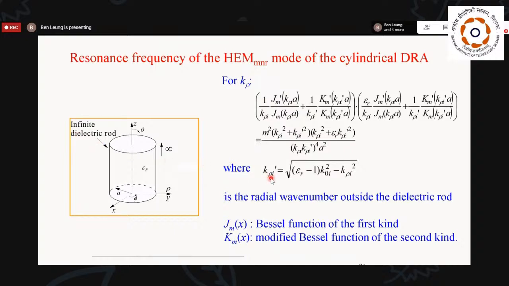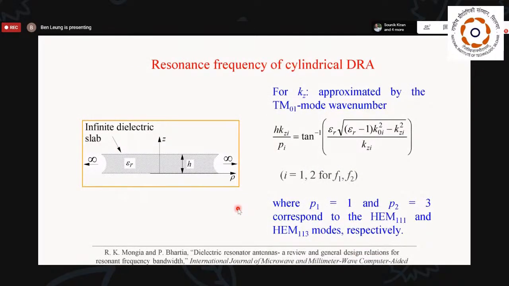Now for k_rho_i prime, here we have some without prime and some with prime. The one with prime is given by this formula. J_m is the Bessel function of the first kind, and K_m is the modified Bessel function of the second kind. After knowing k_rho, we need to determine k_z. For k_z, we considered an infinite dimension in the lateral direction.